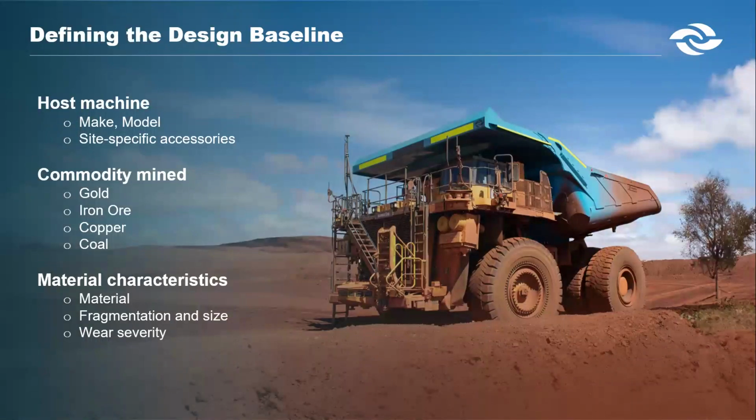And finally, dump and haul road conditions. A tray designed for flat, even haul roads will not survive in a mine with steep ramps and uneven benches. Clearance at the dump site, tipping geometry, and road width, all of this must be captured at the baseline. This baseline becomes the DNA of the design. Without it, engineering work is guesswork. With it, the tray is built for success, and that's what we do here at Austin.